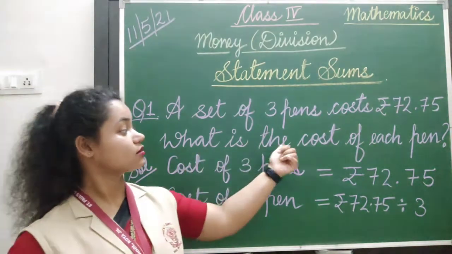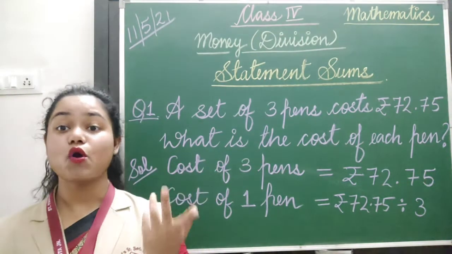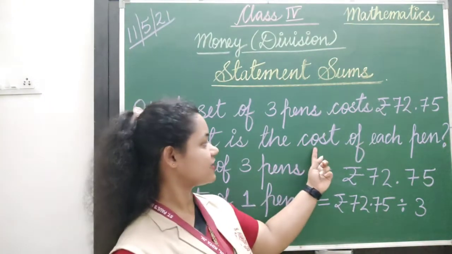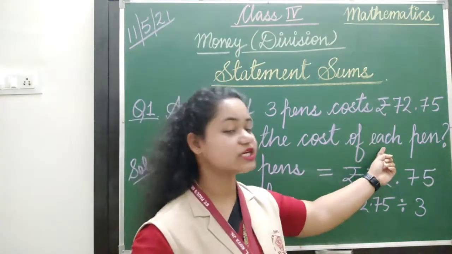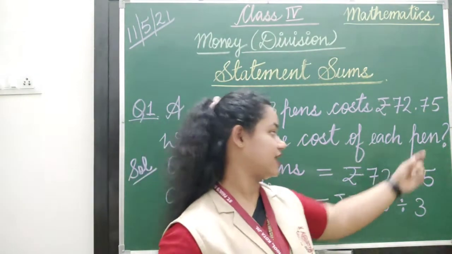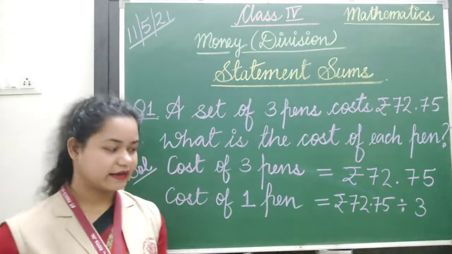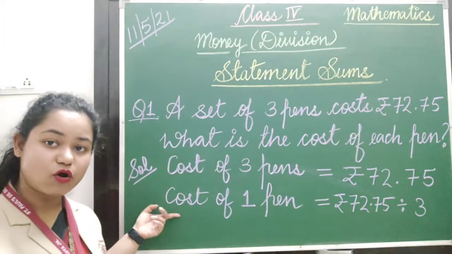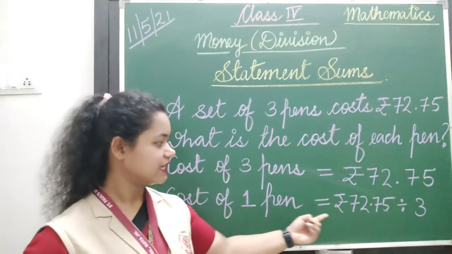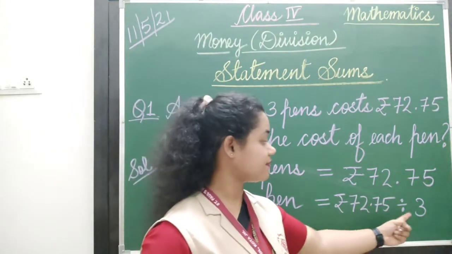What is the cost of each pen? Now what they are asking is, what is the cost of each pen? So from here we can write cost of each, or instead of each we can write one pen. So cost of one pen or cost of each pen will also do. Okay, both are correct. So I have written cost of one pen is equal to this number divided by 3.